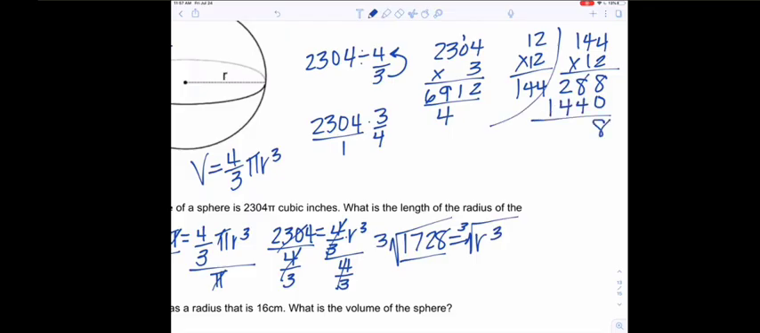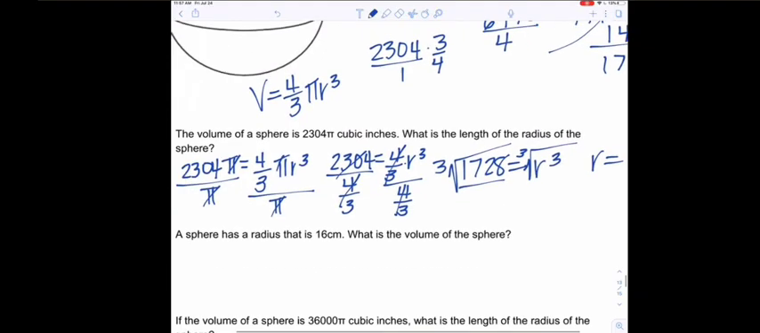And now I add stuff up. 8 plus 0, 8. 8 plus 4 is 12. Carry the 1. 1 plus 2 is 3. Plus 4 is 7. And 1 is 1. Guess what? It's 1,728. So r equals 12. Okay? So these questions are more challenging because you have to do cubes and cube roots. But at the end of the day, you're still using your exact same equation. Let's try an easier question.